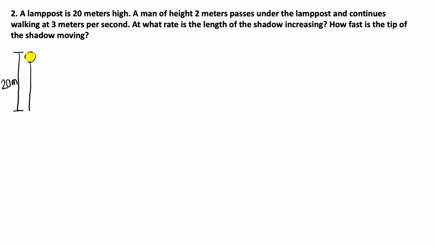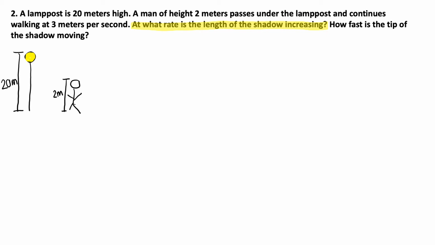A man of height 2 meters passes underneath the lamppost and then continues walking at 3 meters per second. So here is this guy. And he is 2 meters as his height, not drawn to scale. And he is walking, and then there's actually 2 questions here. It says at what rate is the length of the shadow increasing, and then how fast is the tip of the shadow moving. So for right now, let's just cover this at what rate is the length of the shadow increasing, and then we will totally come back and handle how fast is the tip of the shadow moving.